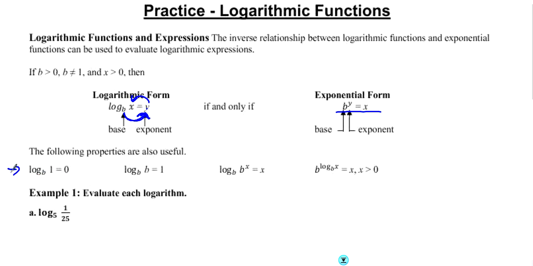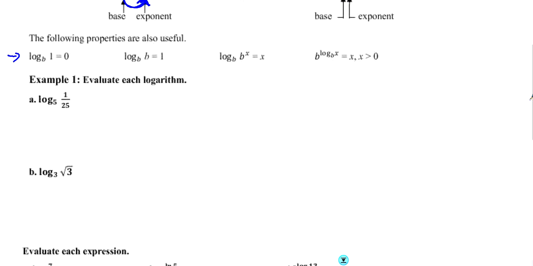Okay? Now, example number 1 asks us to evaluate each logarithm. Using this idea, we could say, I'm going to put this equal to y, so we can create our exponential form. So I'm going to switch this to its exponential form. So it's going to be 5 to the y power equals 1 over 25. Now, basically this is saying 5 to what power equals 1 over 25.